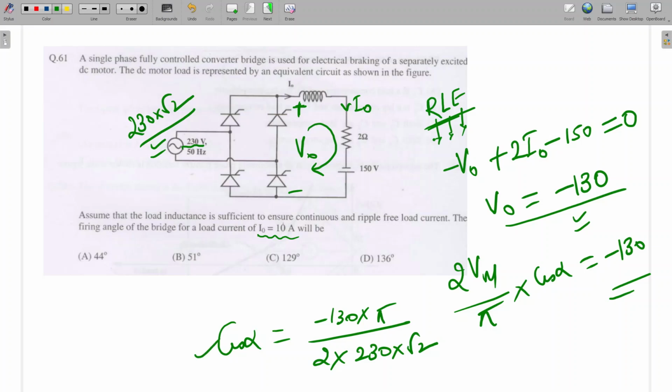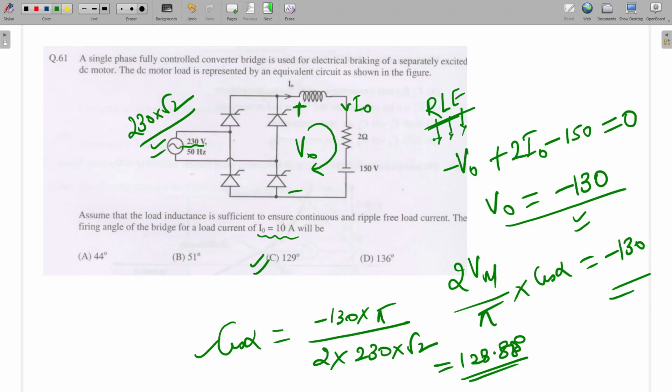Can anyone calculate the value of alpha? I am also calculating. So alpha will be cos inverse of minus 130 into pi divided by 2 into 230 into root 2, which is 128.88 degrees. Is it clear? Yes, sir. C will be the correct option.